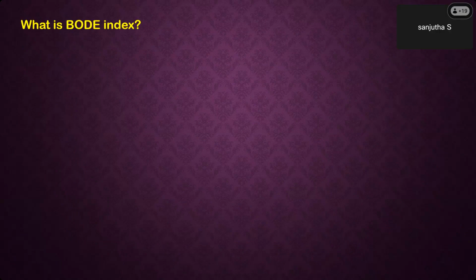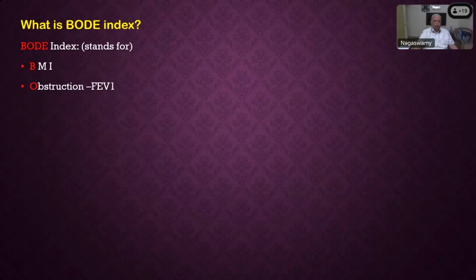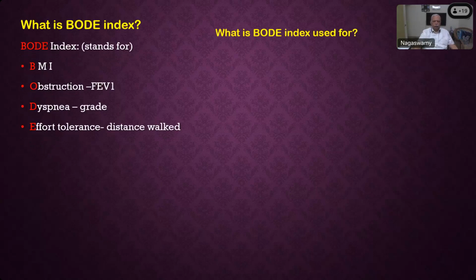What is the BODE index? It's an acronym. B stands for BMI. O stands for obstruction, which you can find out by FEV1. D stands for dyspnea, which you can grade, and E stands for effort tolerance, so that is the 6-minute walk distance. So what is the BODE index used for?